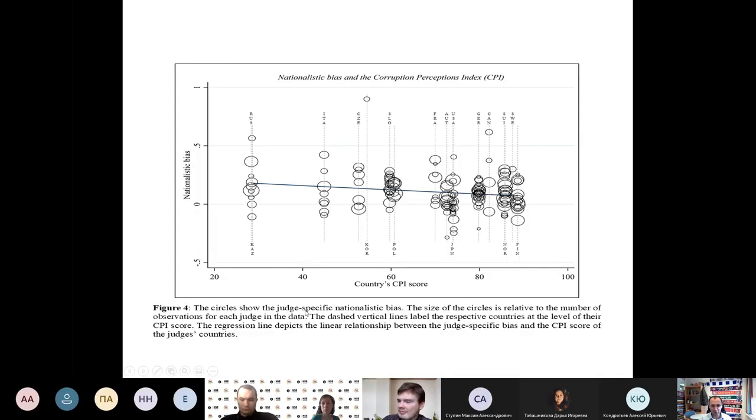So the circles show the judge-specific nationalistic bias. The size of the circles is relative to the number of observations for each judge in the data. So you probably see there is something. Russia, yeah.